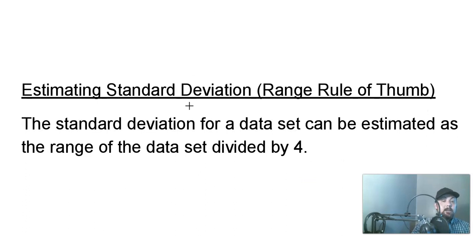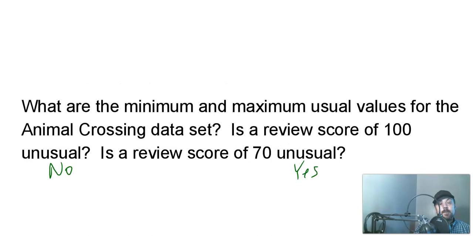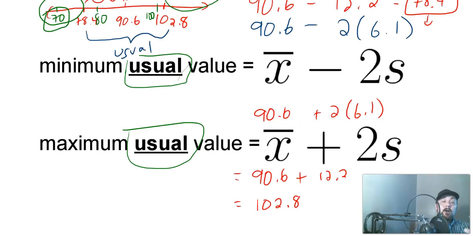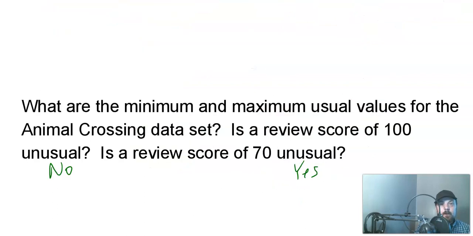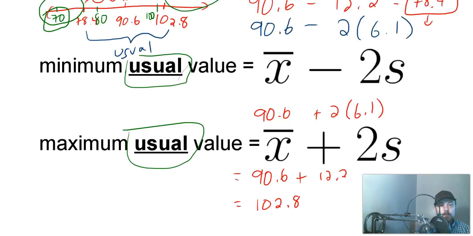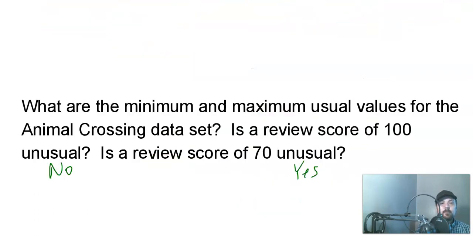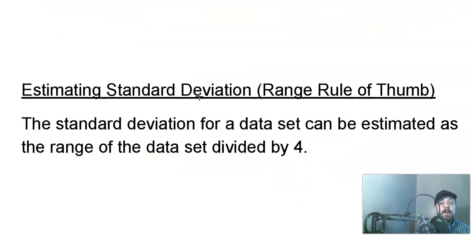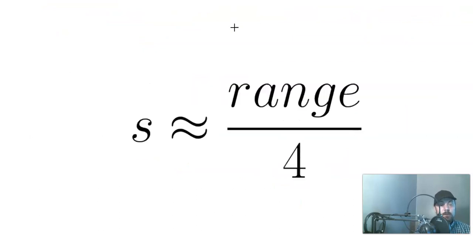Okay. Estimating standard deviation using this range rule of thumb. I already spent so much time giving you this background on standard deviation. So when they say range rule of thumb, they're talking about both of these concepts. So these two formulas are part of the range rule of thumb, and this formula we're about to look at is also part of the range rule of thumb. So don't be confused by that description. If they ask for minimum or maximum usual values using the range rule of thumb, you should use these formulas. If they ask you to estimate the standard deviation using the range rule of thumb, you should use this formula.